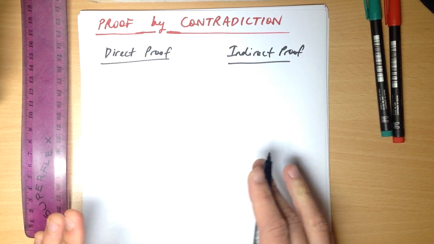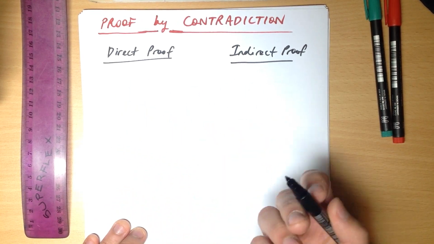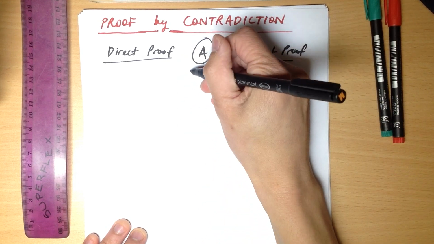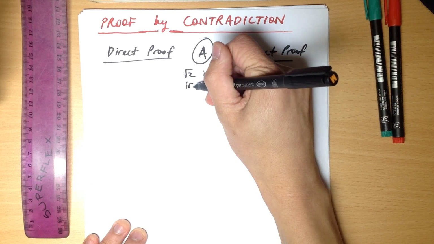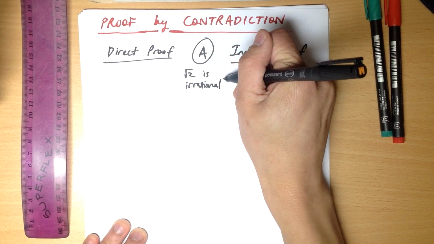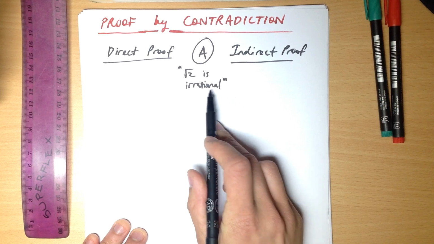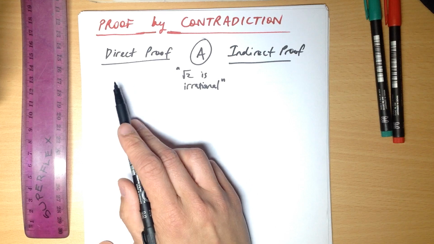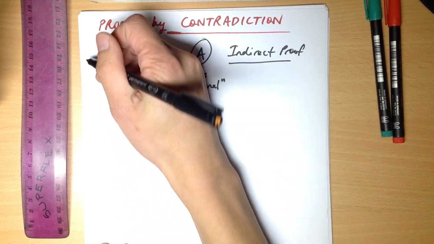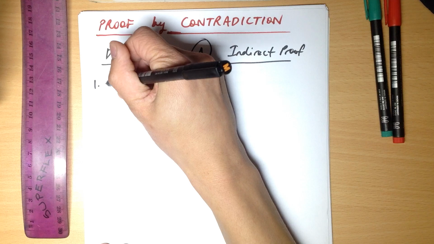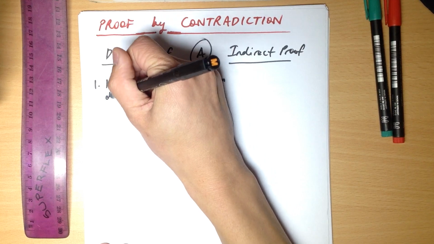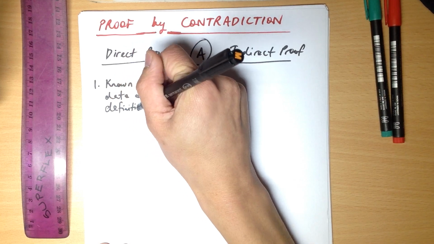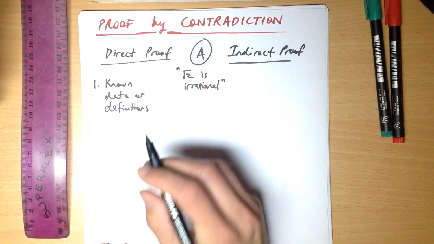Well, suppose you have some statement, let's call it statement A, that says something like, root 2 is irrational. That's a statement, okay? And there's a very famous proof for the irrationality of root 2. Now, statement A, we want to prove that. How would you go about doing it as a direct proof? Well, what you would do is you'd start from things that you know. So is there any known data or definitions, things like what is an irrational number or a rational number? You start from that, okay?